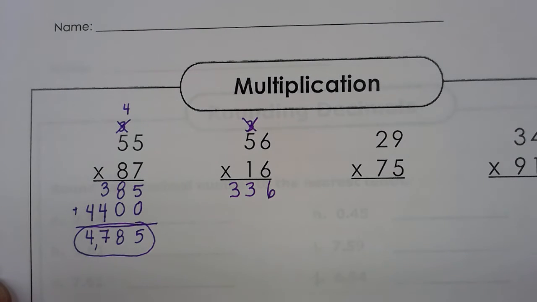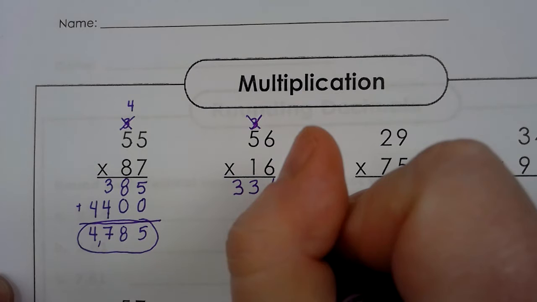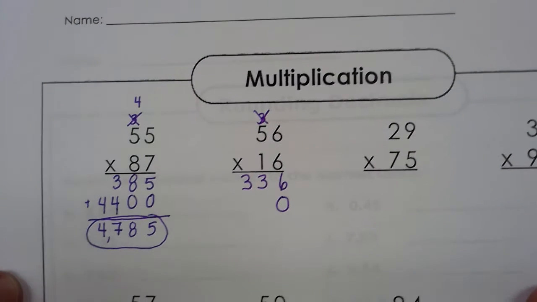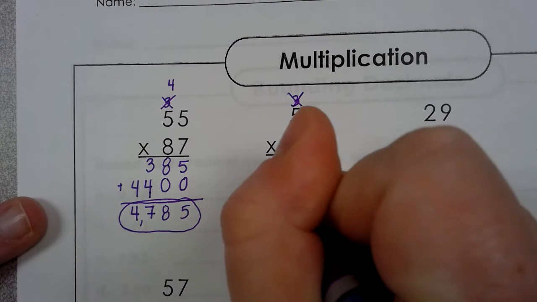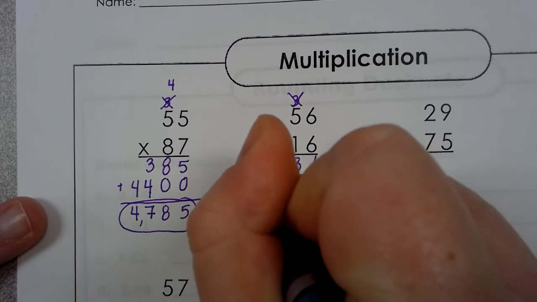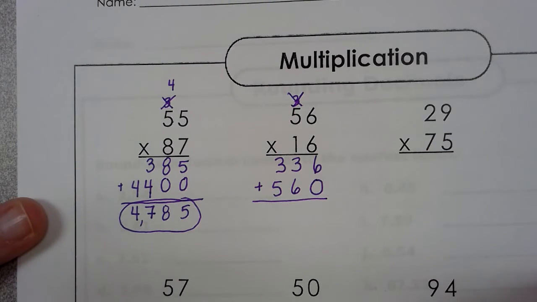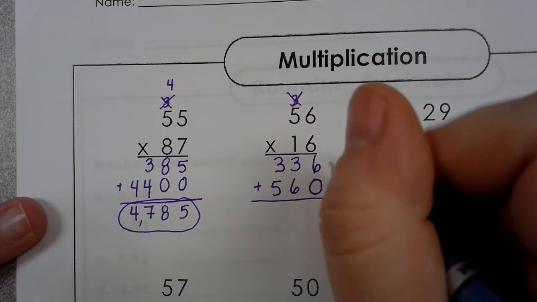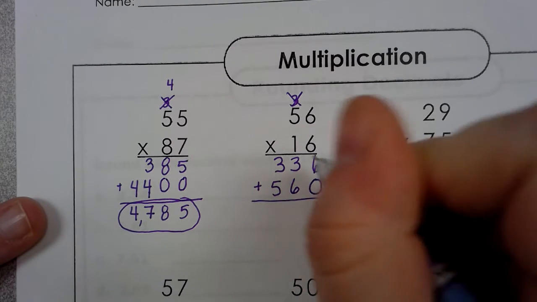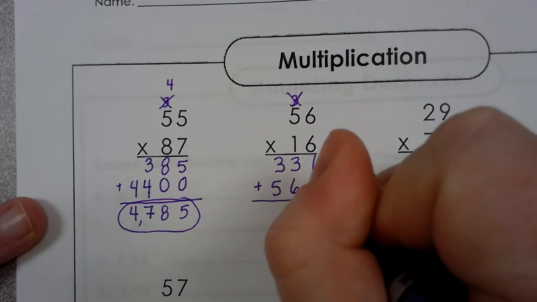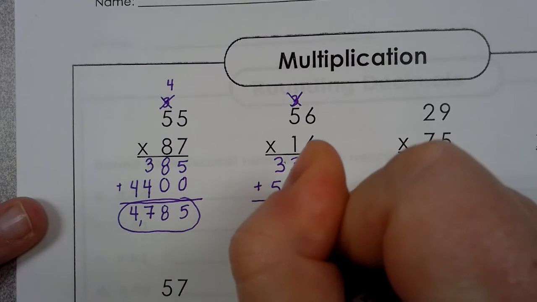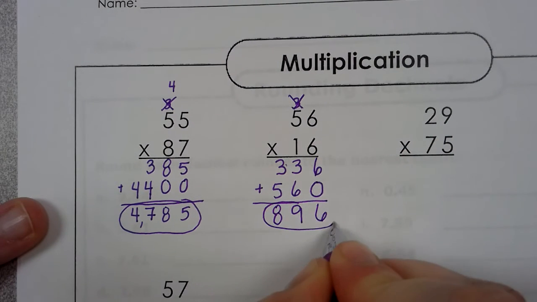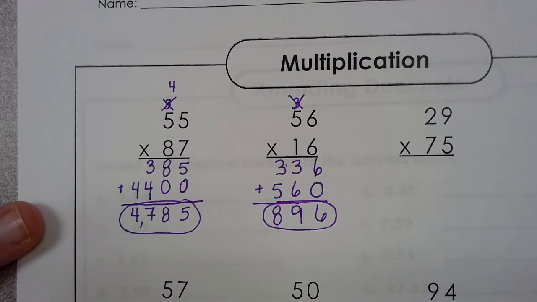All right, now I'm going over to the tens place, so I have to put that 0 underneath the ones place. And then since I'm just multiplying by 1, I can just go 56. And now I'm going to add. 6 plus 0 is 6. 3 plus 6 is 9. 3 plus 5 is 8. Circle. There we go.